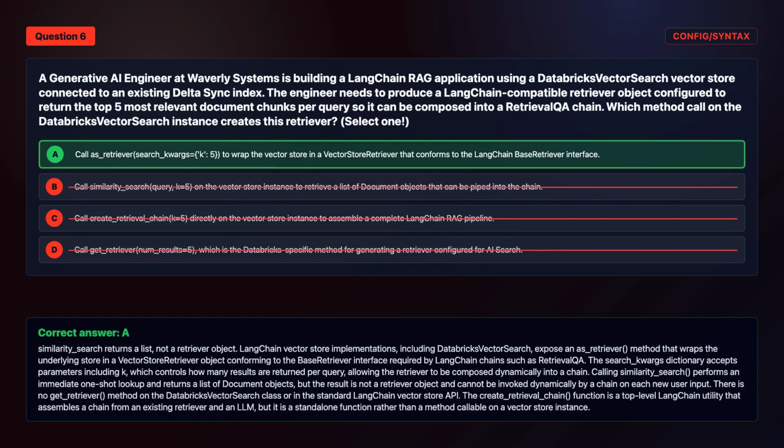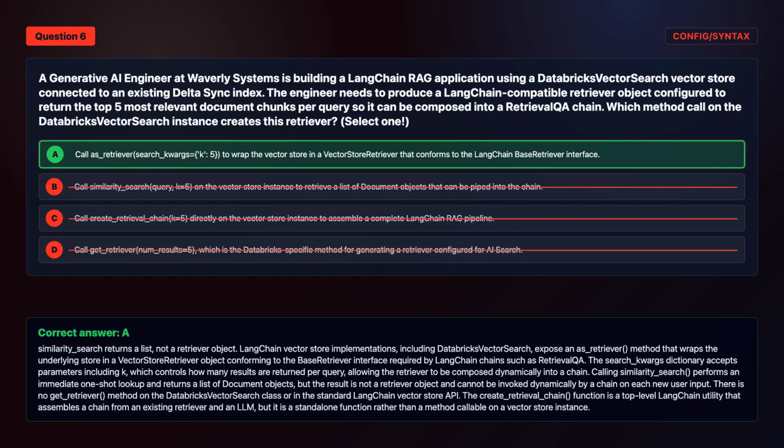The correct answer is option A. Similarity_search returns a list, not a retriever object. LangChain vector store implementations, including Databricks vector search, expose an as_retriever method that wraps the underlying store in a vector store retriever object conforming to the base retriever interface required by LangChain chains such as Retrieval QA. The search_kwargs dictionary accepts parameters including k, which controls how many results are returned per query, allowing the retriever to be composed dynamically into a chain.